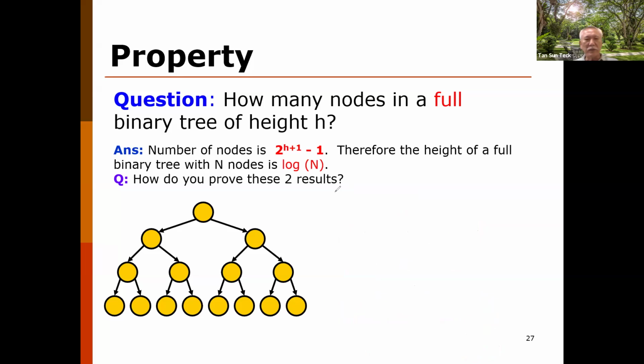Right, so this proved the two results. These are two important results that we have to keep.